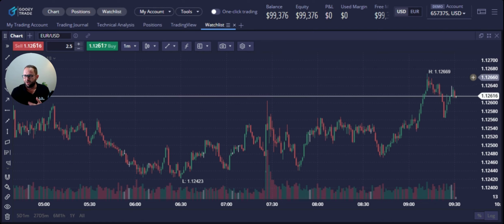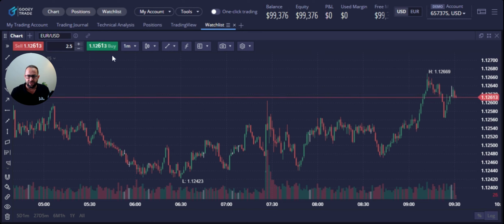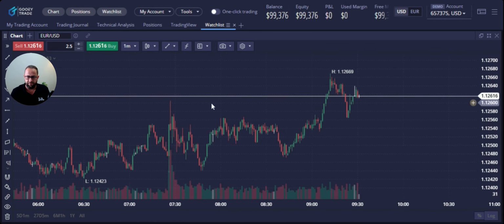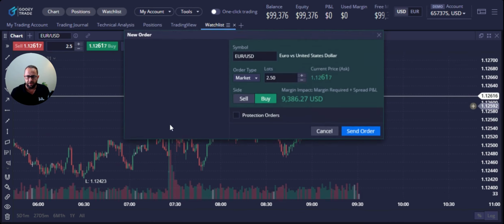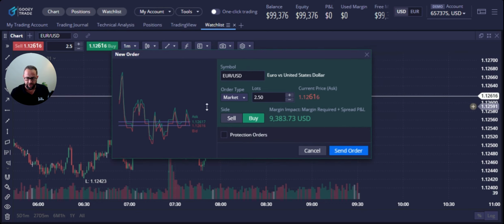Now, there's a few ways you can obviously open the order window. You can just right click on the chart and you've got a few options here: buy market, sell market, or you can use limit orders, right? Or the other feature is just, let's say we think the Euro US dollar is going to go higher from here. You can just click on the buy button and that will open up an order window.